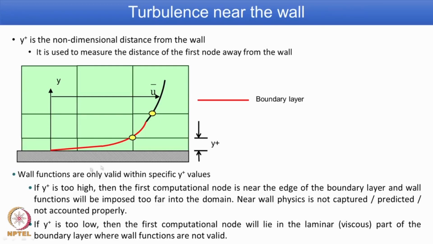If the y plus value is too low, that is, you are very close to the wall, then the first computational node will lie in the laminar or viscous part of the boundary layer, where wall functions are not valid.